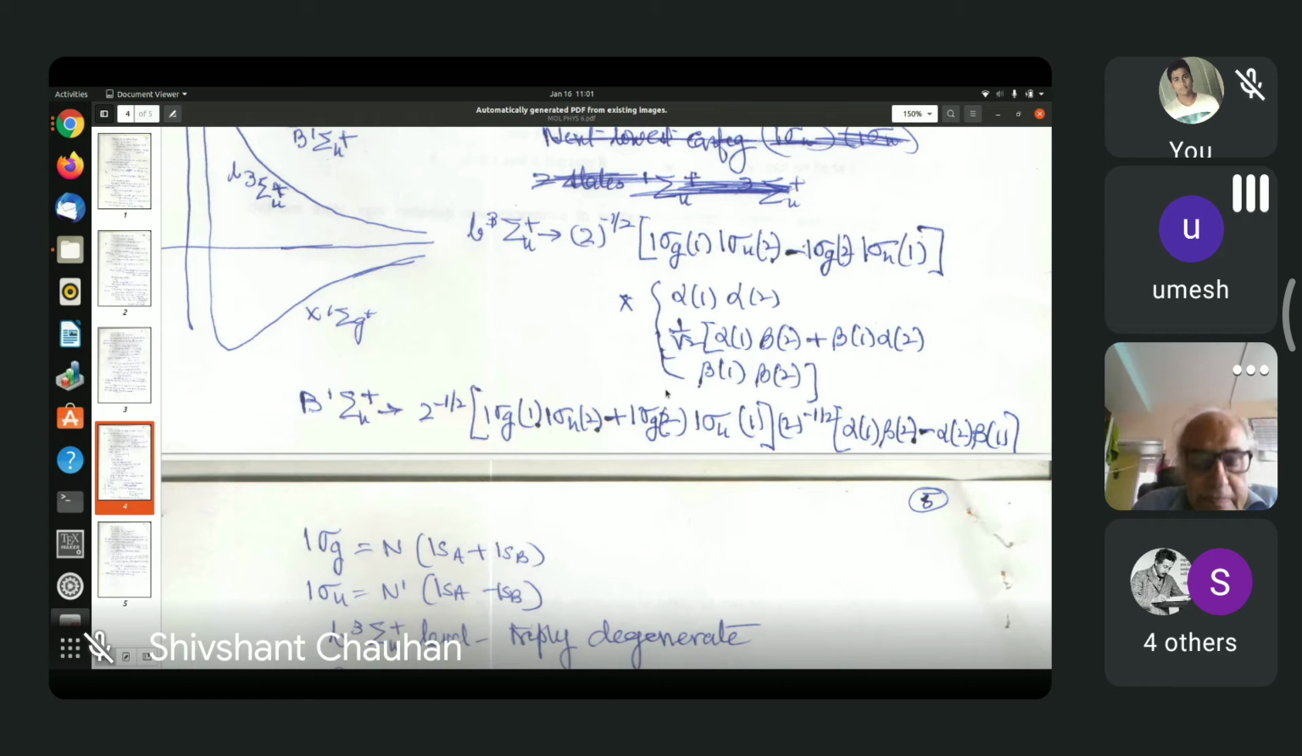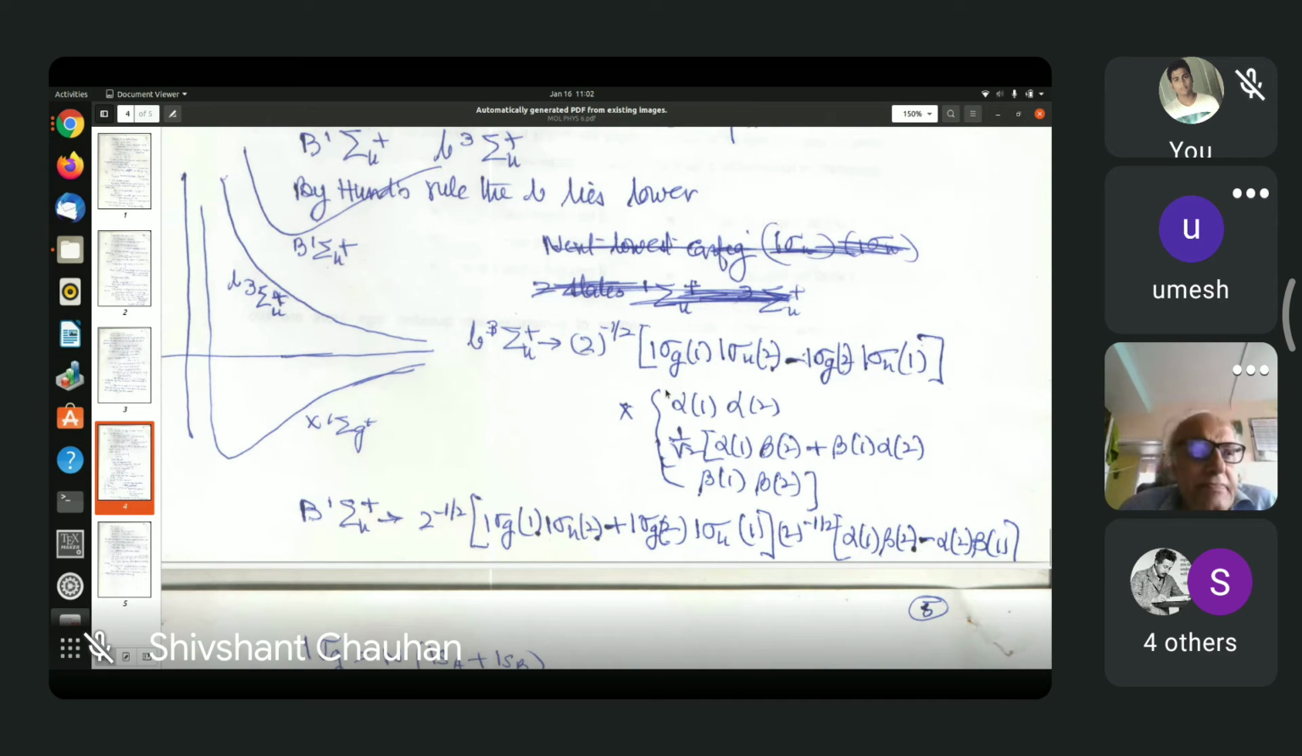Sir, can you repeat once about why 3 sigma G is... 3 sigma U is lower than that? It is Hund's rule. Hund's rule states that due to multiplicity, the state with the highest multiplicity will be lower.